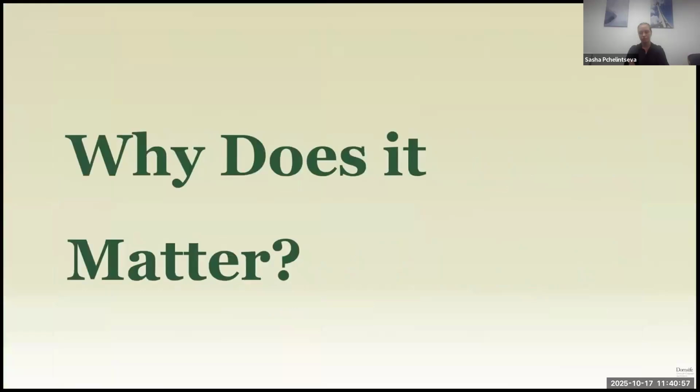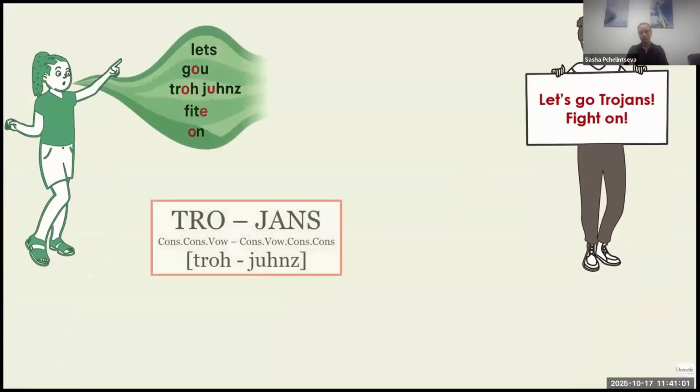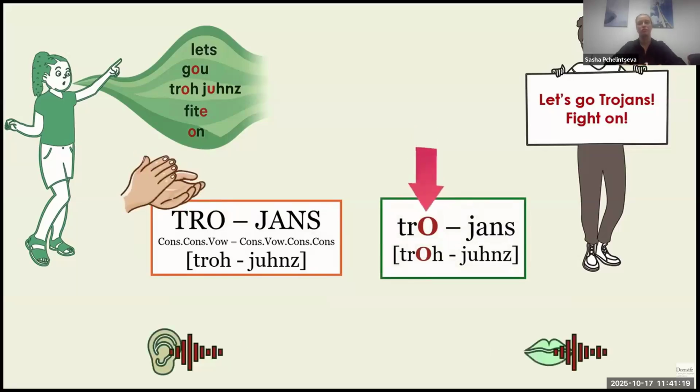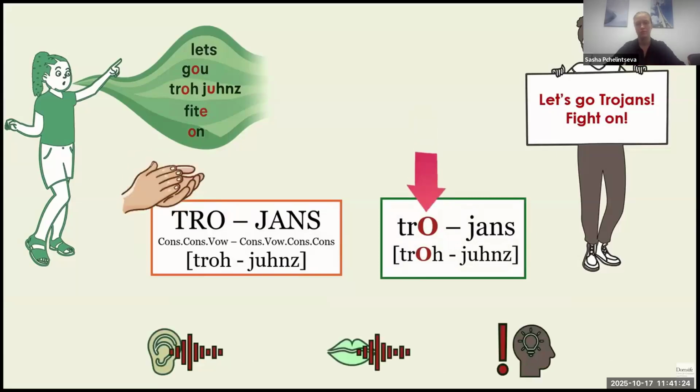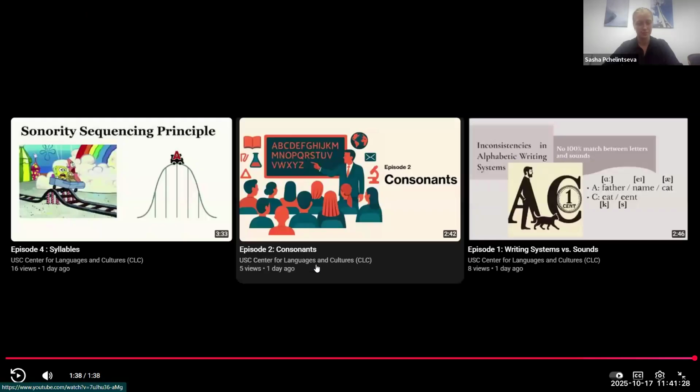Why does this matter? Vowels are what make speech flow. Every syllable in every word is built around a vowel, optionally surrounded by consonants. Vowels are the core of syllables, and only vowels can carry stress in a word. So understanding how vowels work helps you hear words more clearly, pronounce them more accurately, and recognize them faster in any language.